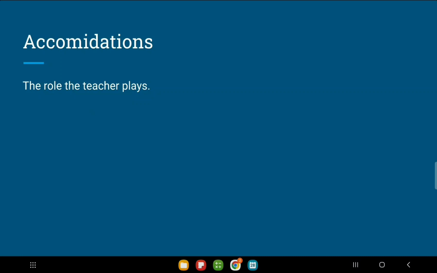Accommodations. The role the teacher plays. Teachers are the main adult in the students' lives for hours every week. The role that teachers play in the personal and social development of the students is significant. Being there for a student can make the difference between them feeling like the classroom is a safe place, somewhere they can open up about their struggles that they may be having inside or outside of the classroom.